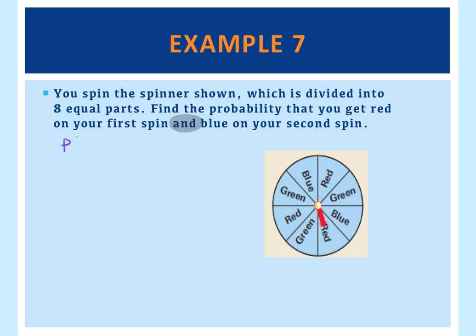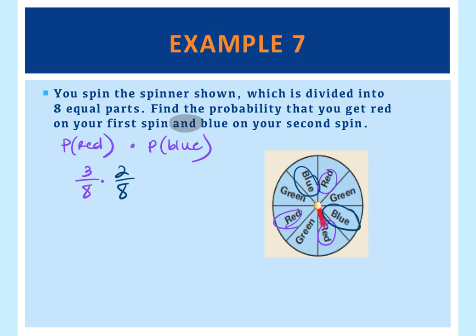And so I want the probability of getting a red the first time times the probability of getting blue the second time. There are 1, 2, 3 spaces that are red out of the 8 total, so 3 out of 8, times there are 1, 2 spaces that are blue, so 2 eighths. I can either multiply across and then simplify, or I can cross cancel here. 2 goes into 8 4 times, and I get 3 out of 32.